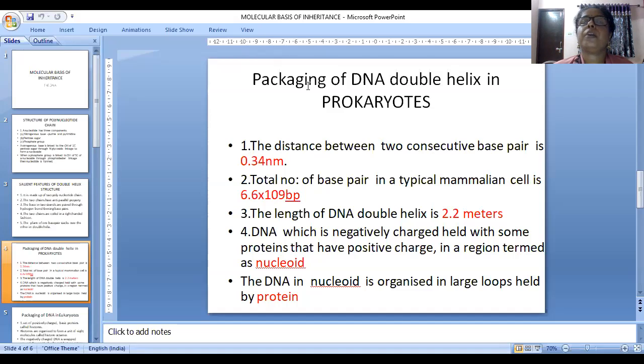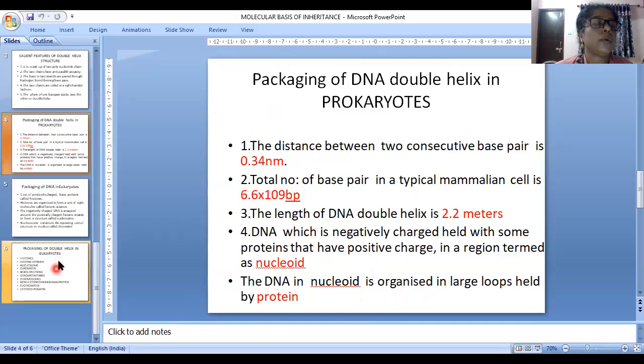What will happen? We will get the total length of 2.2 meters. DNA, which is negatively charged, is held with some positively charged proteins in a region termed the nucleoid. The DNA in a nucleoid is organized in large loops held by the protein. This is the packaging of DNA double helix in prokaryotes.